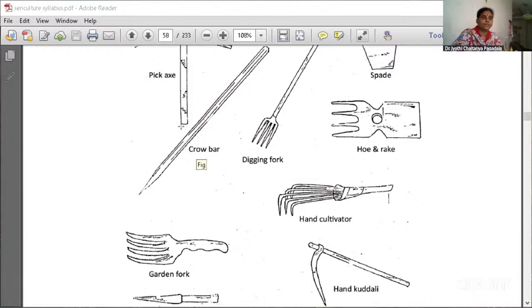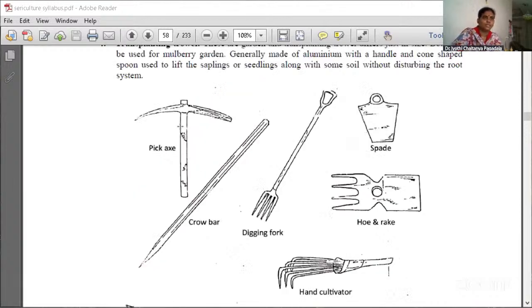This is made up of cast iron. Most of all these are made up of iron, it seems. This is for digging and canal preparation. The hand kuddali is made up of cast iron with a wooden handle, and a crowbar is made up of iron, having one sharp end and a flat end, used for deep digging, making pits in hard soil, and moving stones.